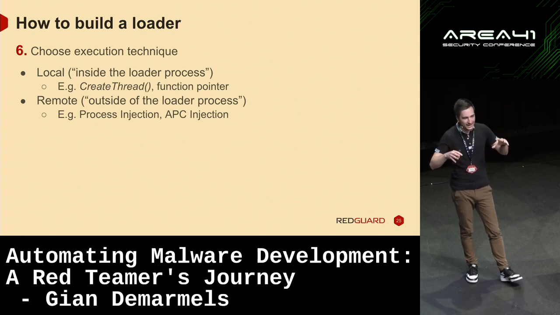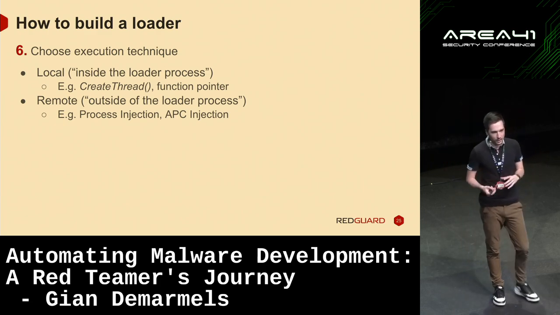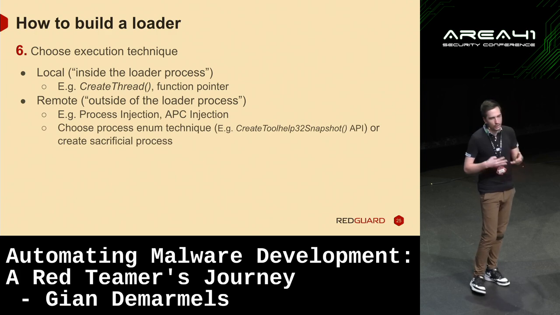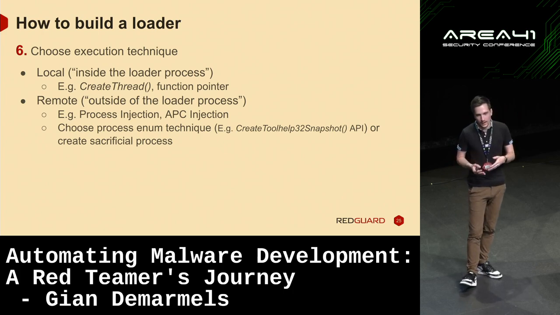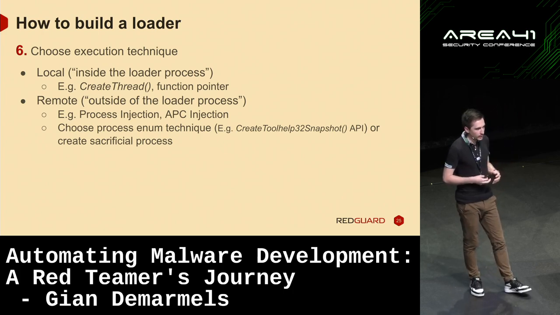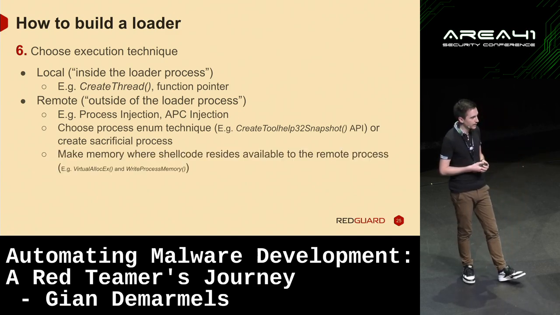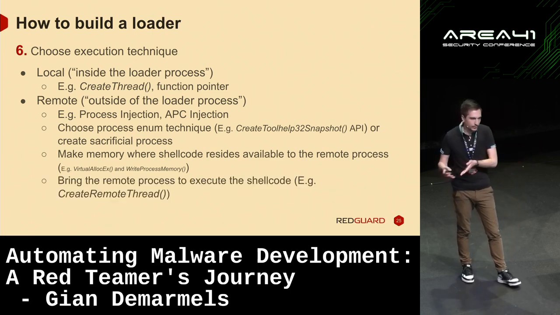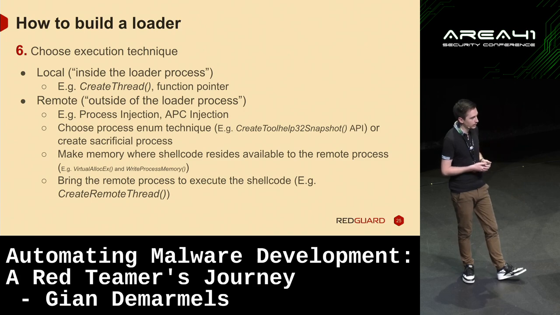If we abstract it a bit a layer up, we have the following steps that are needed. We first need to choose a target process, and therefore we need a way to either enumerate processes or to start a sacrificial process, which would also be a solution. In the next step, we want to make the memory where the shellcode resides available to the remote process. There are various techniques for doing that. The most popular one is VirtualAllocEx, for example. In the next step, we then need to bring the remote process to execute the shellcode by some means. Also here, like the Hello World example to see.